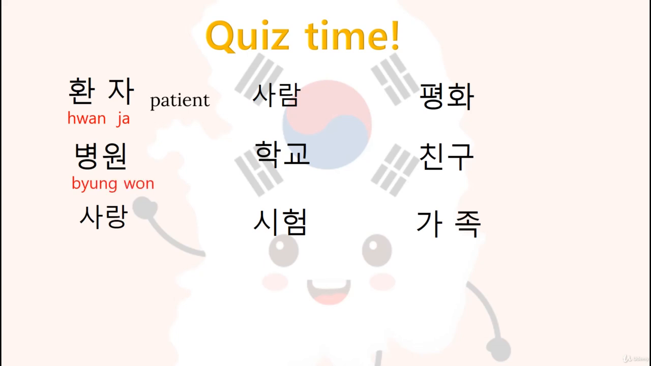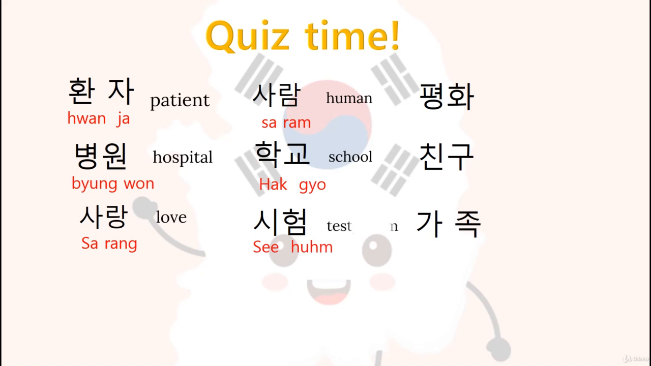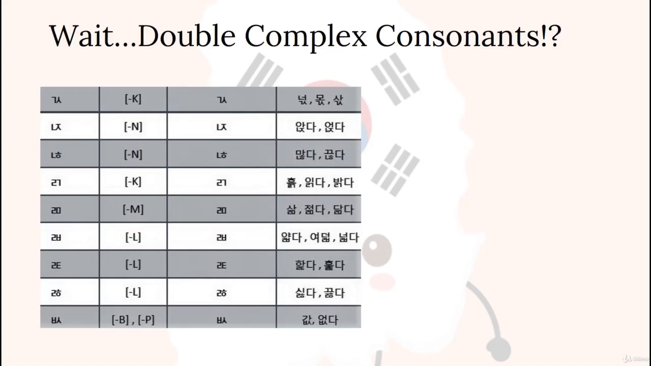Next one, 병원, hospital. 사랑, love. 사람, human. 학교, school. 시험, test or exam. And 평화, which was what? Peace, yes. And 친구, yes. Let's be 친구, friend. And 가족, family.